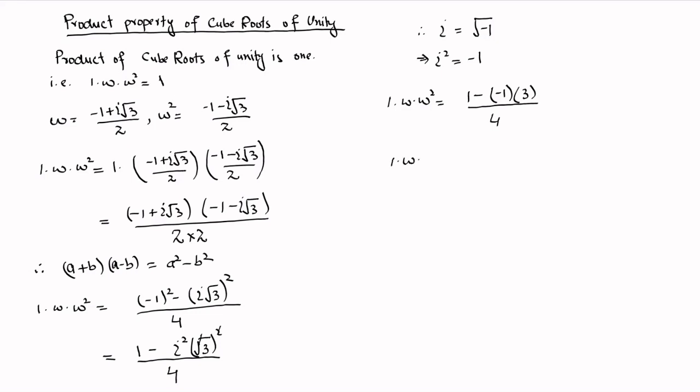1 dot omega square is equal to 1, minus multiplied with minus is plus, and 1 multiplied with 3 is 3. So we have 4 divided by 4, which is equal to 1. Hence 1 dot omega square is equal to 1.